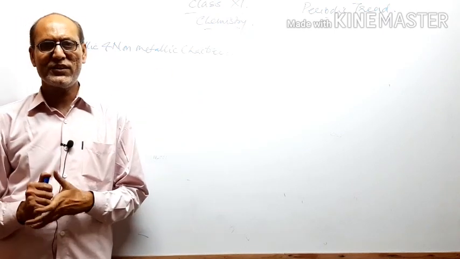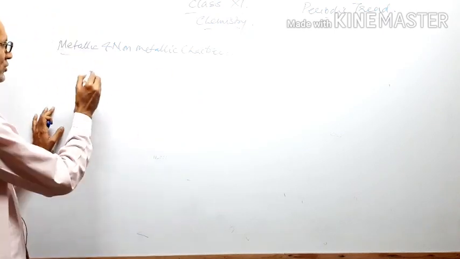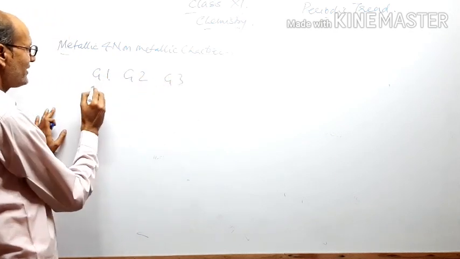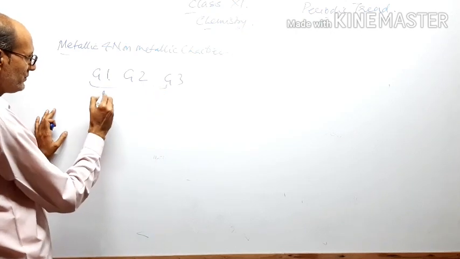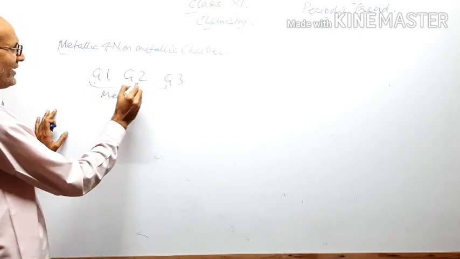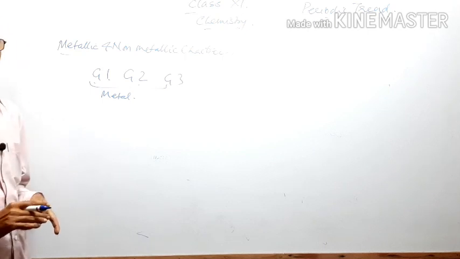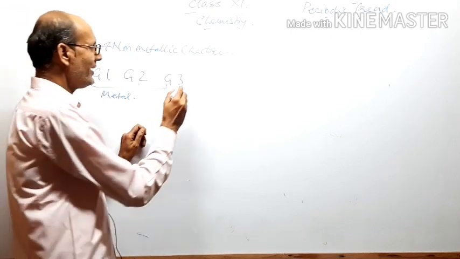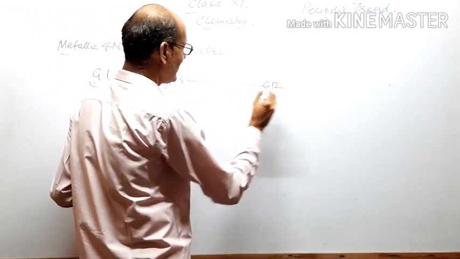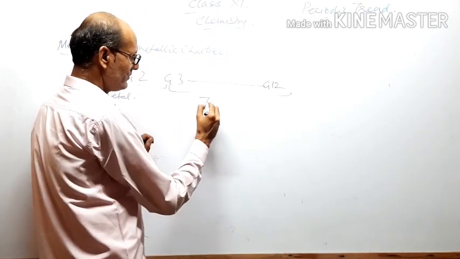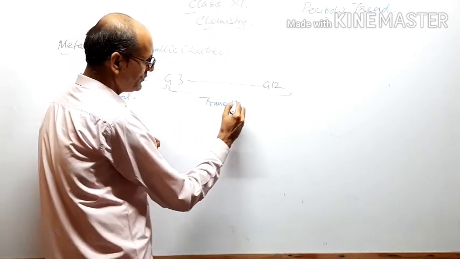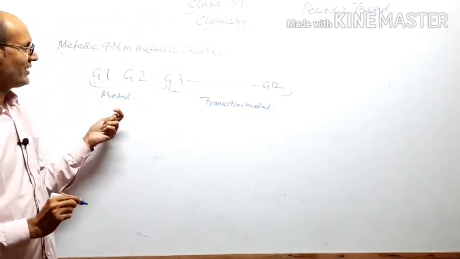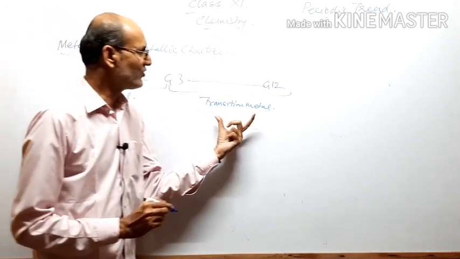When you see the periodic table, group 1, group 2, group 3, this side you have kept metals. Group 1 and group 2 elements are generally called typical metals. They have all the properties of metals, while group 3 to 12 are called transition metals. What you are seeing, they are typical metals, they are transition metals.